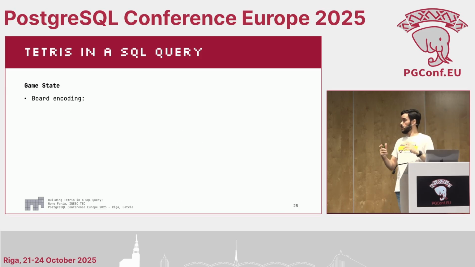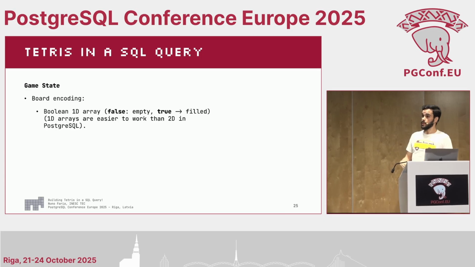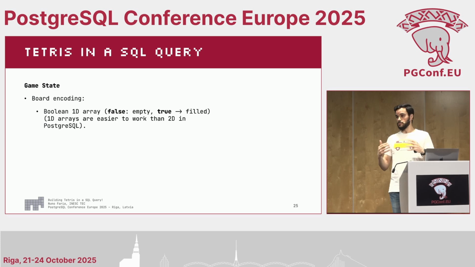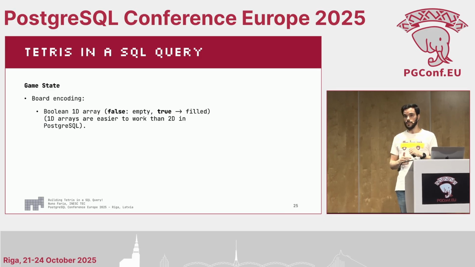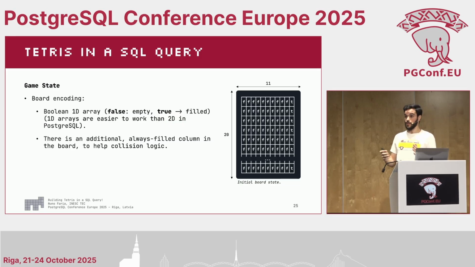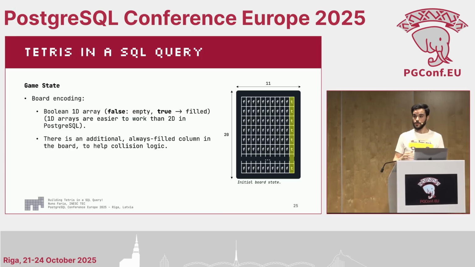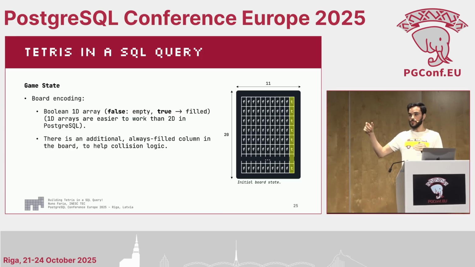When it comes to the board encoding, this is done with one-dimensional Boolean arrays. One-dimensional because at least I find them easier to work with than 2D in Postgres. And each cell is either true, meaning it is filled, or false, meaning it is empty. And in addition to the regular game cells, there's always a column at the end, which is hidden from the user. This column is always set to true, so there are always blocks there, which makes the collision detection of our piece easier to compute when it moves to the edge.